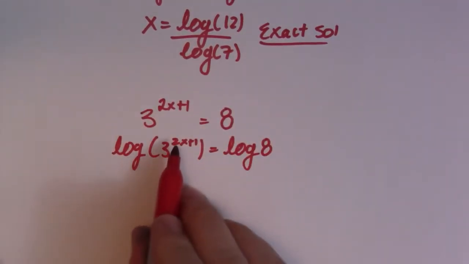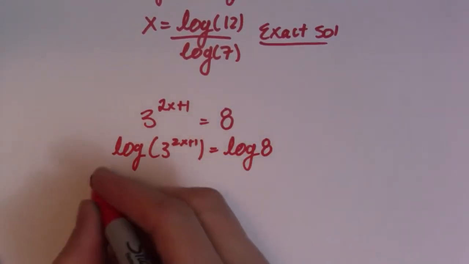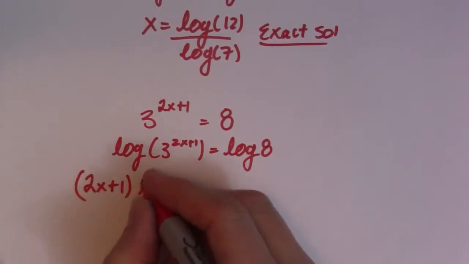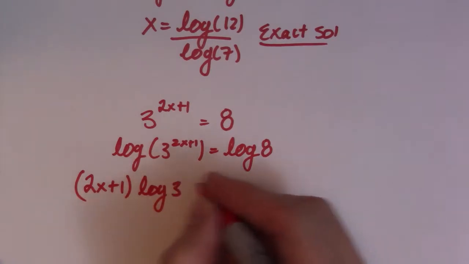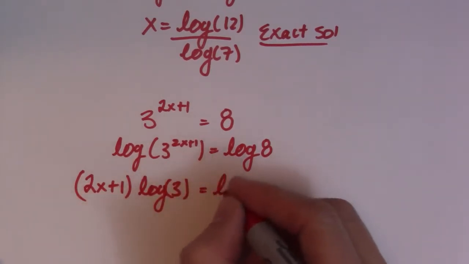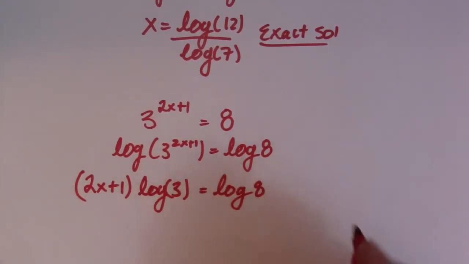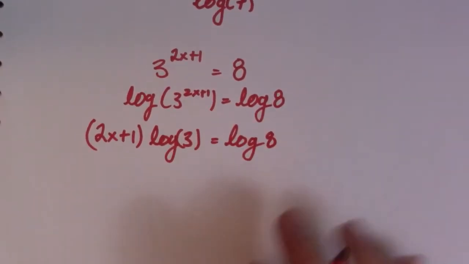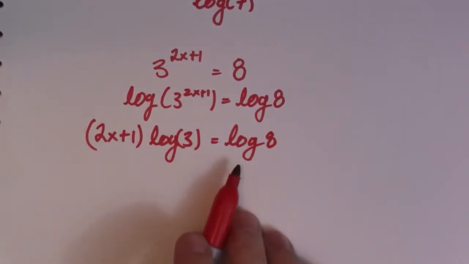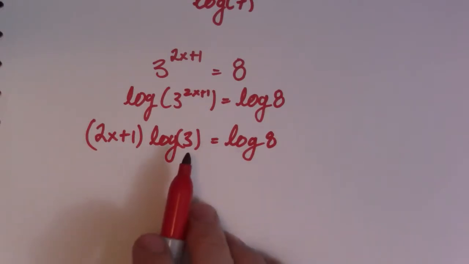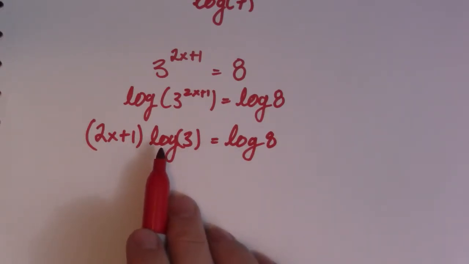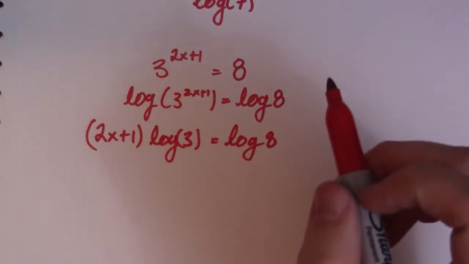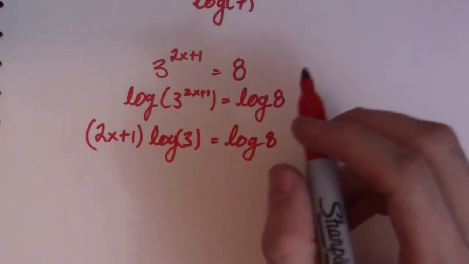And then I can take my exponent, just a little bit more complex, 2x plus 1, and I'll put that in brackets, and I'm left with log of 3, so my base stays. That's equal to log of 8. So now I have a couple of options. I can divide both sides by log of 3 here if I want to. I can also distribute through with my log here. And that's not a bad option, but it doesn't really matter.